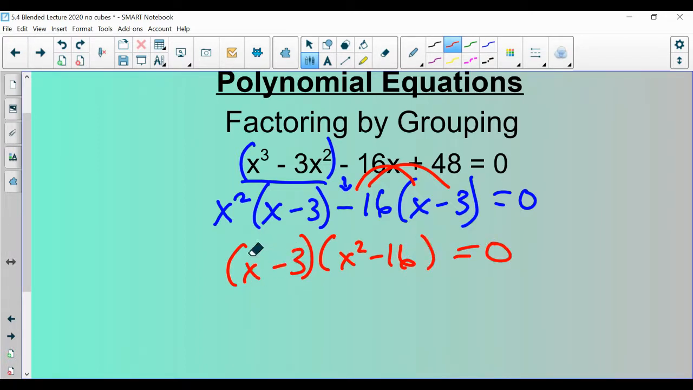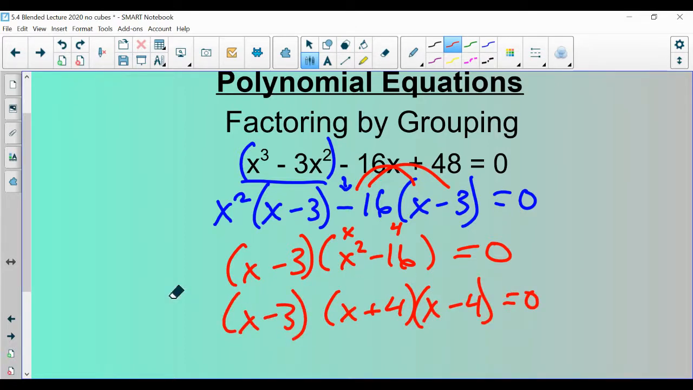X minus 3 is not factorable further, but x squared minus 16, this is a perfect square subtract a perfect square. Remember, the pattern is to think about what you would square to get each one, x and 4. And then this will factor as x plus 4, x minus 4, and then we have this x minus 3. To solve it, what makes each one 0? This one would be 3, this one would be negative 4, and this would be 4.